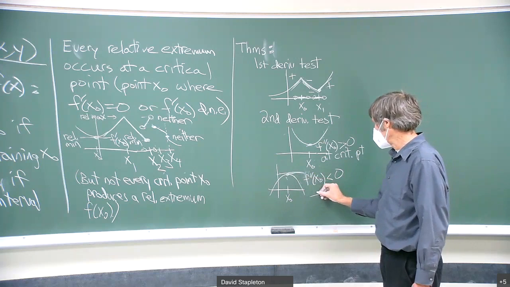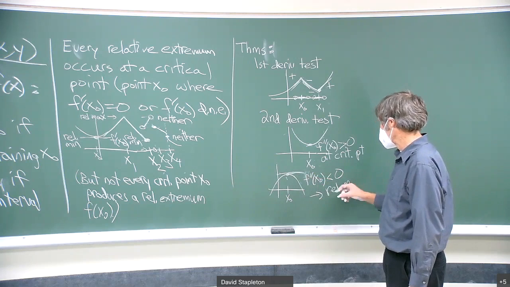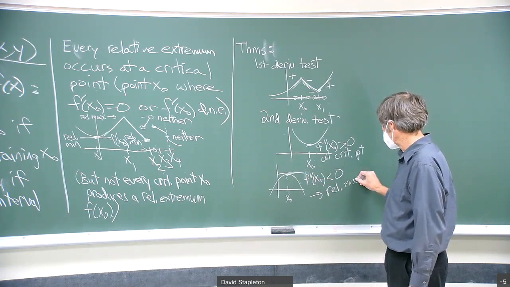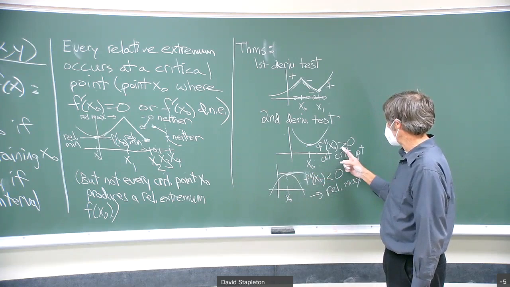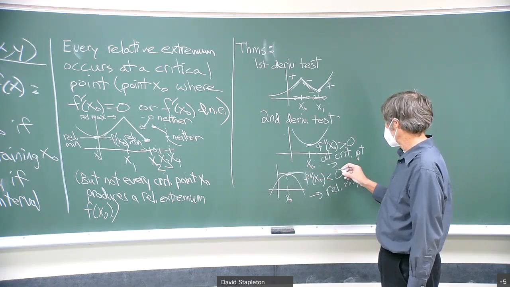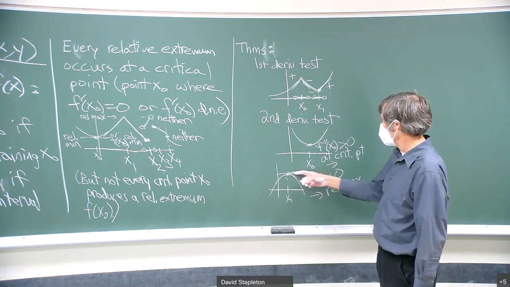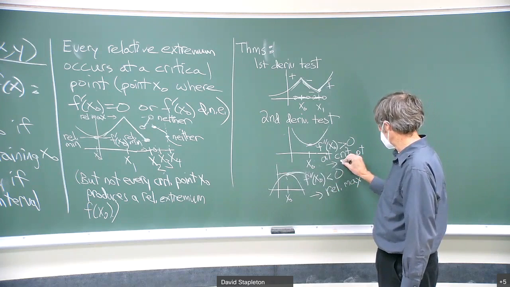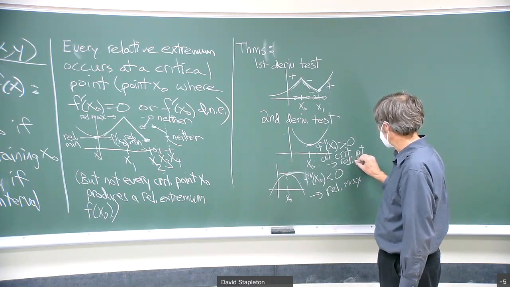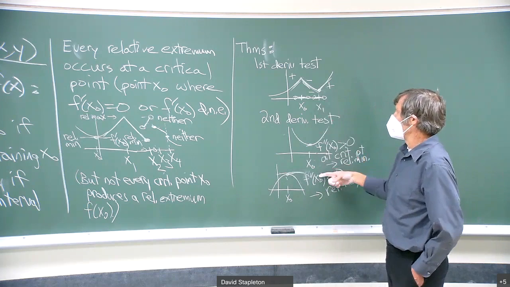So second derivative less than zero at the point, where it's continuous, tells you it's a relative maximum. Second derivative positive at a critical point where it's continuous, where it's a stationary point, tells you it's a relative minimum. So these were both sufficient conditions.